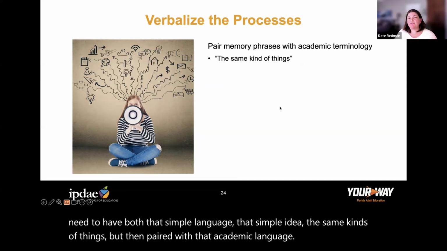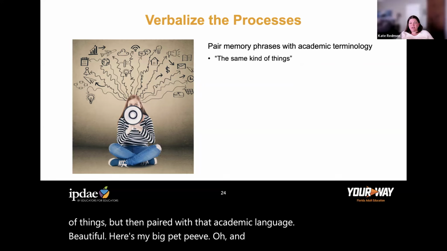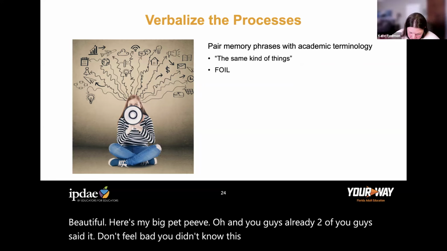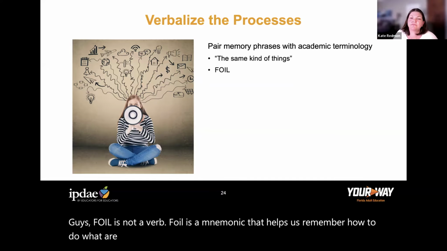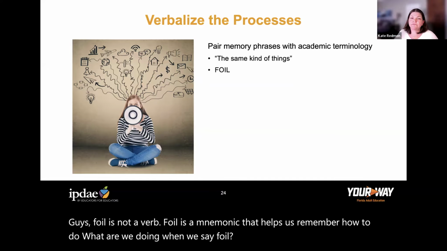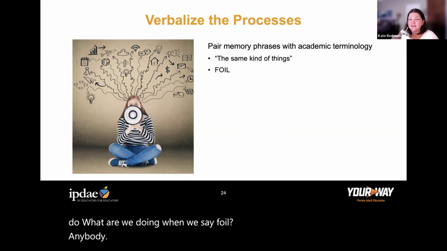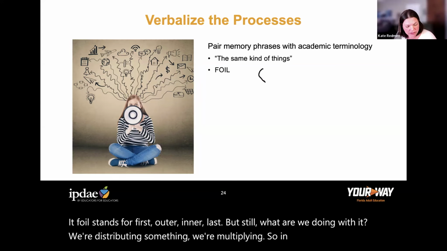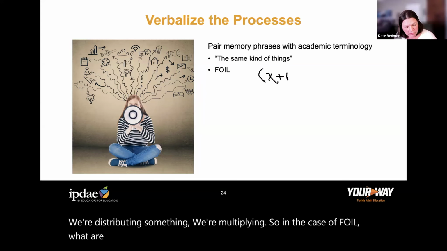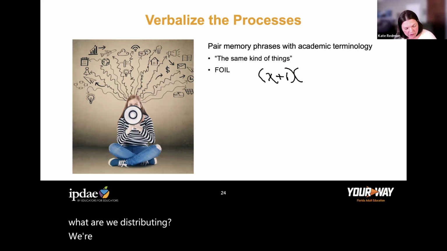Beautiful. Here's my big pet peeve. Oh, and two of you guys already said it. Don't feel bad, you didn't know this was coming. FOIL. Guys, FOIL is not a verb. FOIL is a mnemonic that helps us remember how to do what? What are we doing when we say FOIL? Anybody? FOIL stands for first, outer, inner, last, but still, what are we doing with it? We're distributing something, we're multiplying. So in the case of FOIL, what are we distributing? We're multiplying two binomials. It's a way to remember how to multiply binomials.